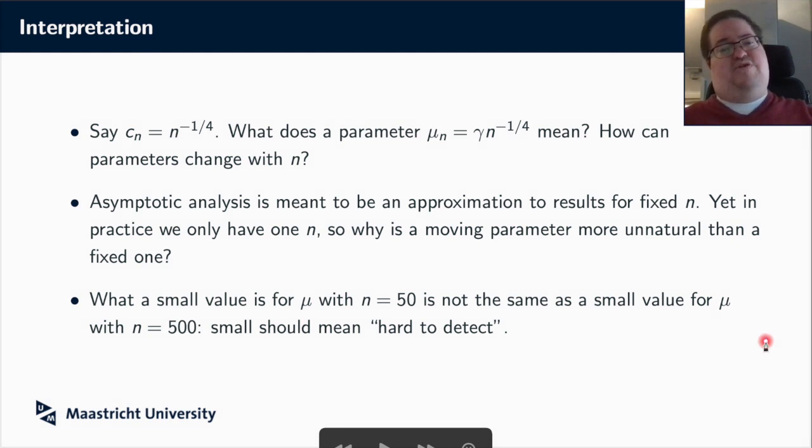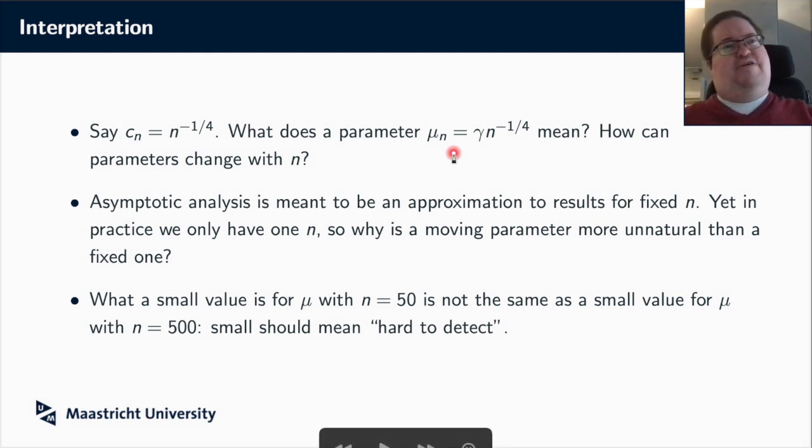Now, the big question is, of course, how do we interpret these results? Because we found now that uniform convergence does not hold, but what is the meaning of this? Because we've taken a parameter which is a function of n. And how do we interpret that? Because it's not a natural way to think about parameters when they change with the sample size.